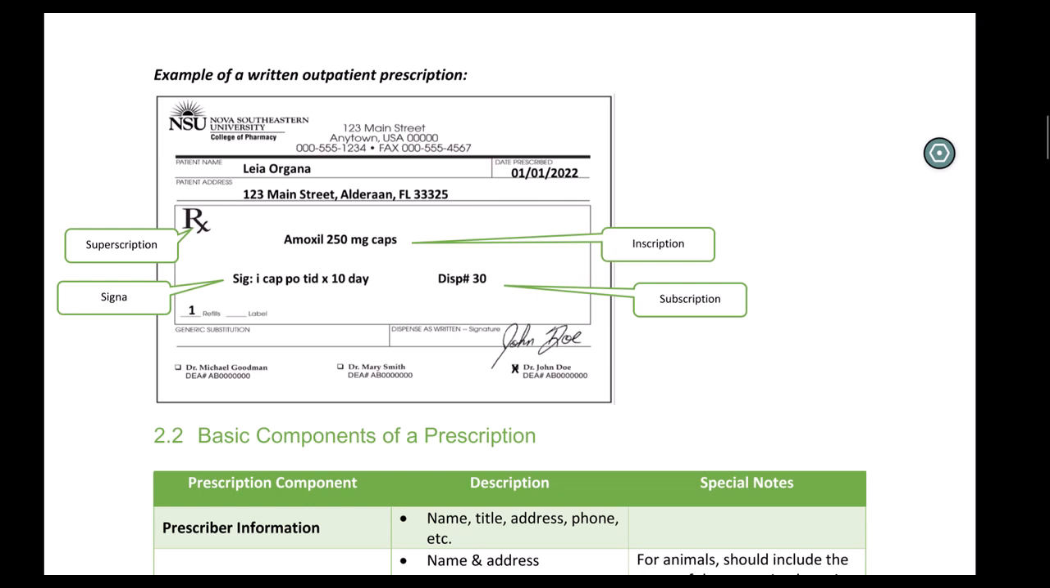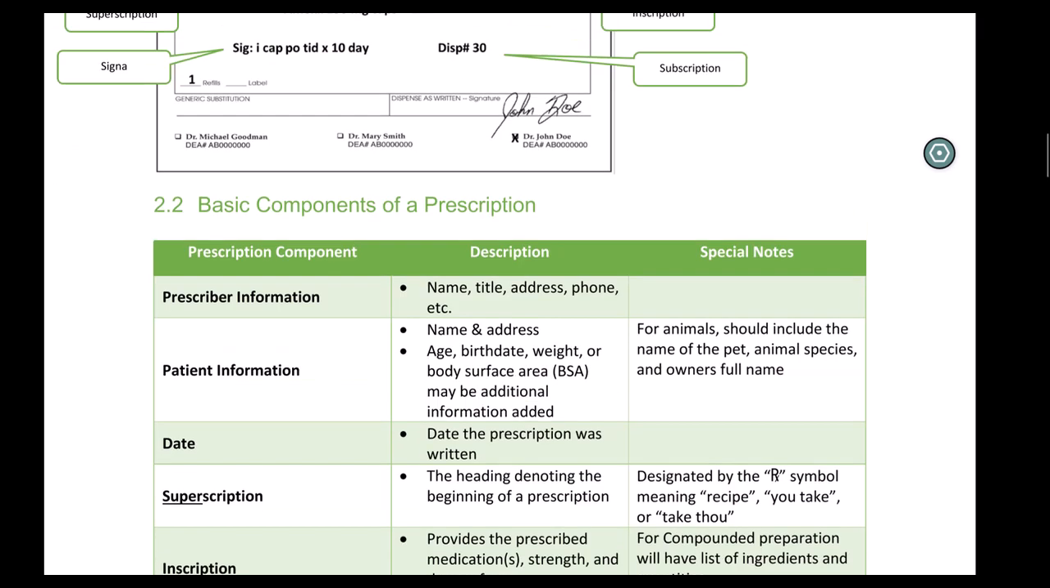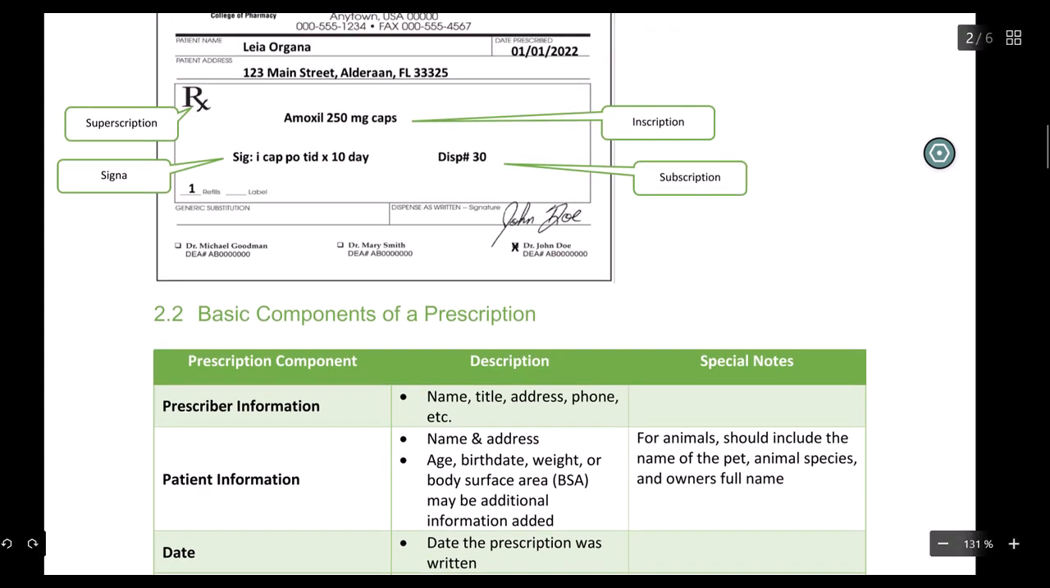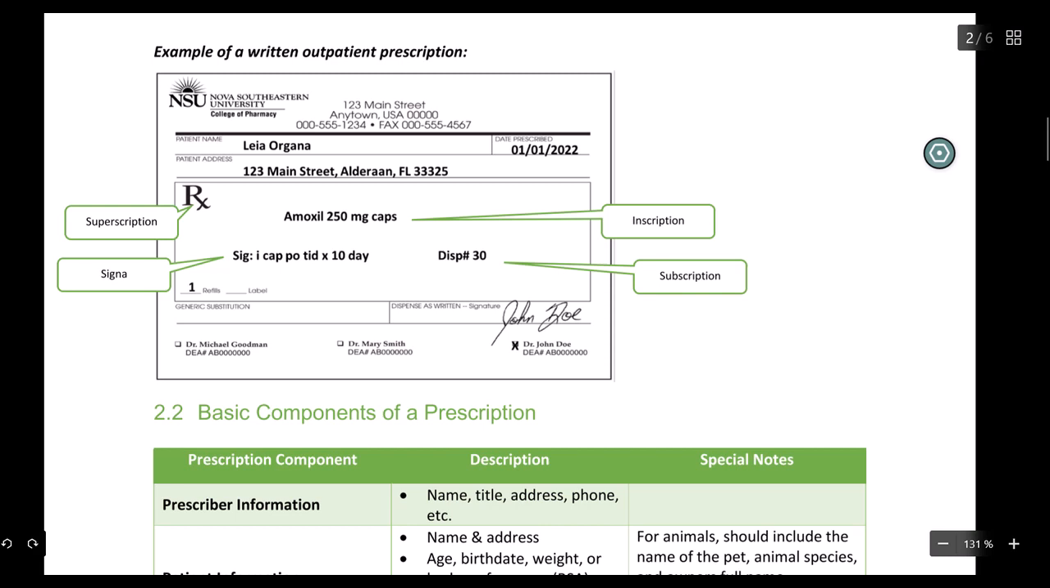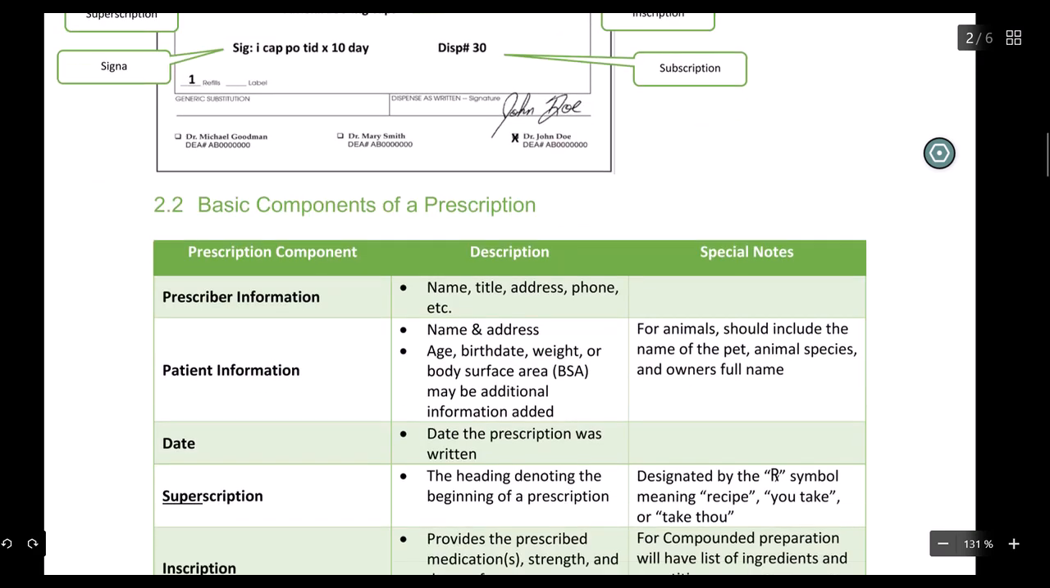There are other portions of the prescription which you can read in the description component, but for the most part, I want you to be able to understand what a prescription would look like, and that you should be able to interpret the SIG, the drug, and what the directions are for what you should be dispensing.